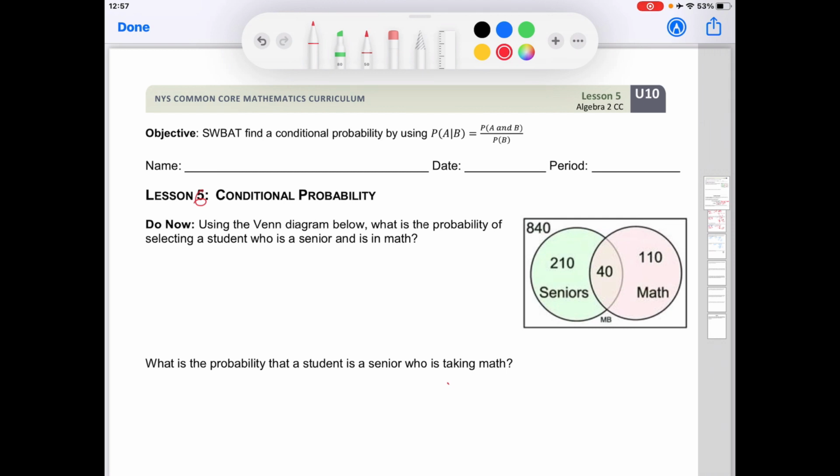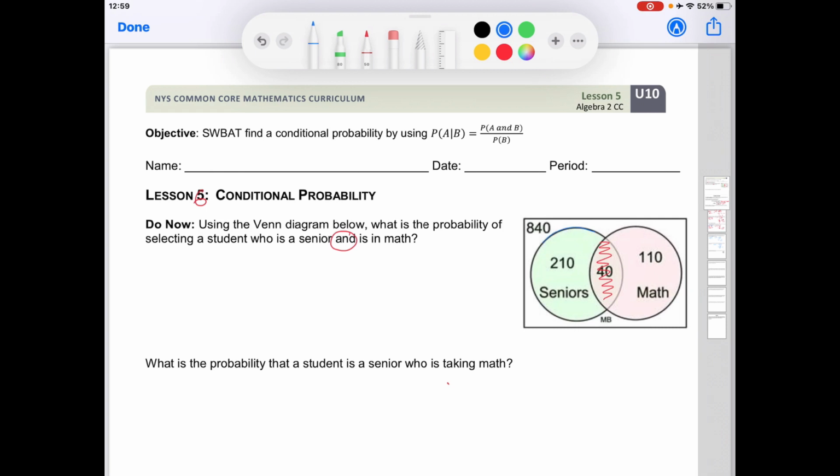The do now says, using the Venn diagram below, what is the probability of selecting a student who is a senior and is in math? Again, please circle your operators. Your operators are "and" and "or" so far. So here let's analyze our Venn diagram. This part is "and." This means that there are 40 seniors who are taking math, right?